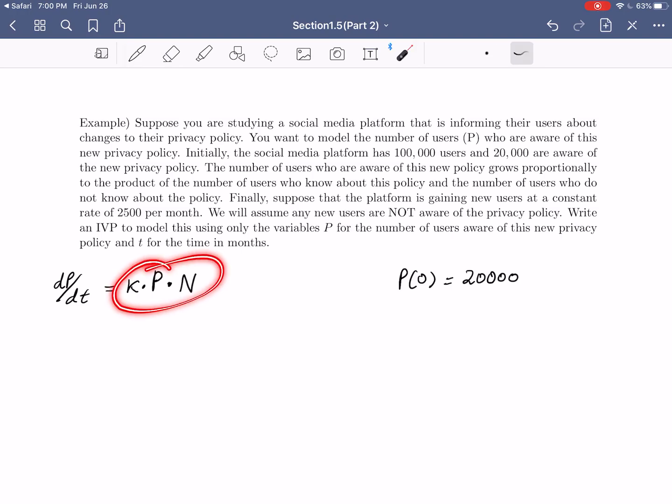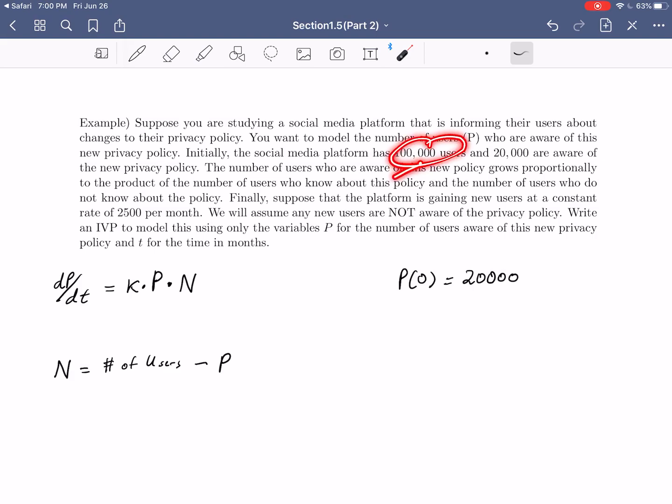Now, of course, we can't really get away with this because this would be multivariate. We need to try to phrase this N in terms of stuff that we know. Well, what can we say about N? Well, N is equal to the people who do not know about this policy. Well, that should be the difference between how many users we have and the people who know. So that should be the number of users minus P.